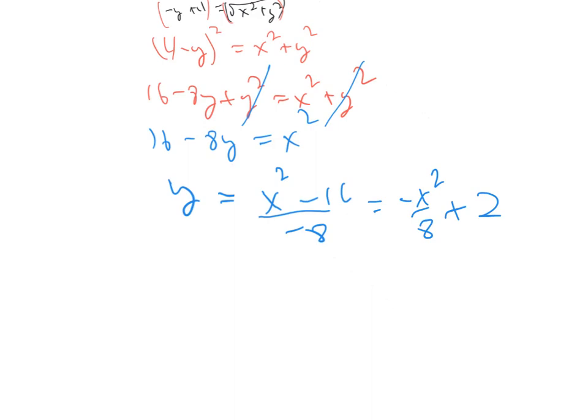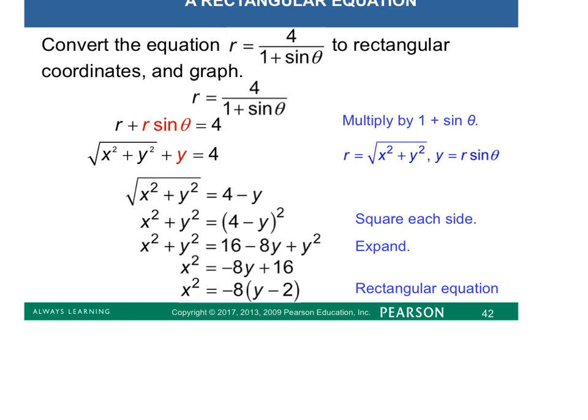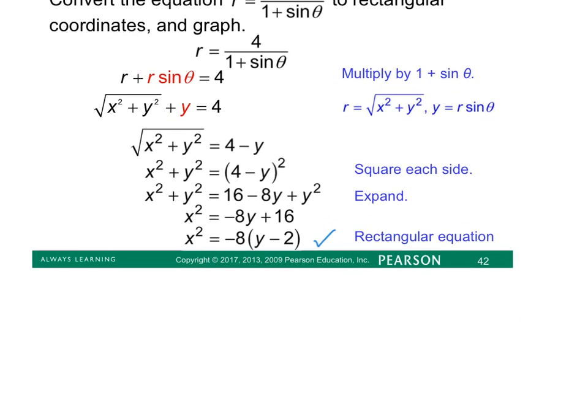Let's go and see what they did. X, yes, negative x squared over 8 plus 2. Let's go right to their last answer. Right here. I solved mine for y. They left it as x squared. So if I divide both sides by negative 8, I get x squared divided by negative 8, which is equal to y minus 2. Add 2 to both sides, and I get x squared divided by negative 8 plus 2 equals y.